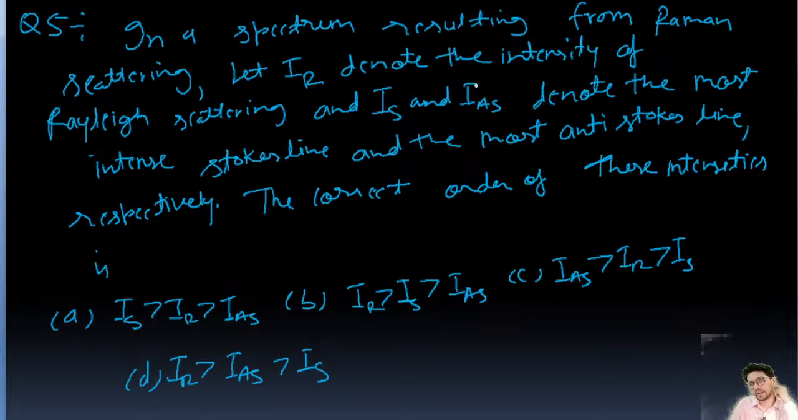So in a spectrum resulting from Raman scattering, let IR denote the intensity of Rayleigh scattering, and IS and IAS the intensities of the most intense Stokes and most intense anti-Stokes line. The correct order of the intensities is asked. So this is a very good question. Okay, very simple. You should know it. I am writing for you.